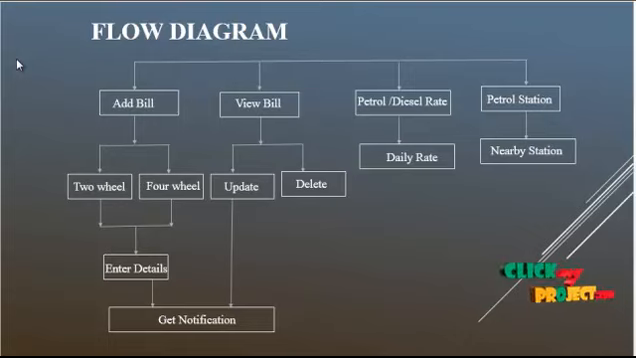Once the details are saved, the notification will be sent to the user's mobile for the renewal date. This is the step for both the two-wheeler and the four-wheeler. Then comes viewing the bill. While viewing the bill, it will show the name of the vehicle, service date and the renewal date.